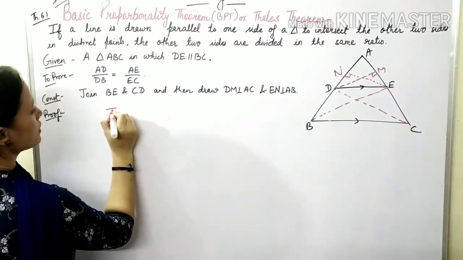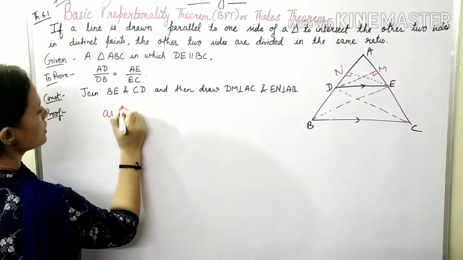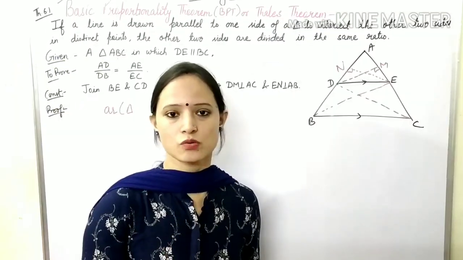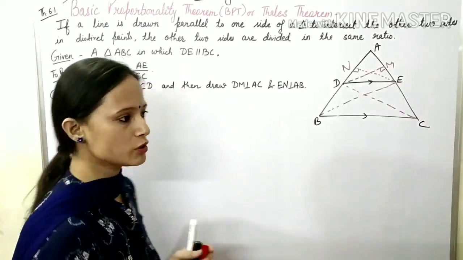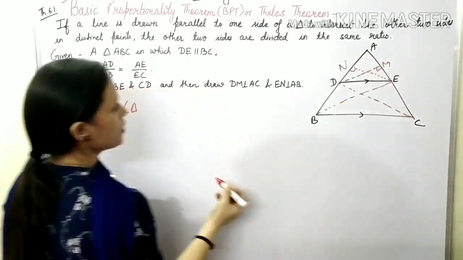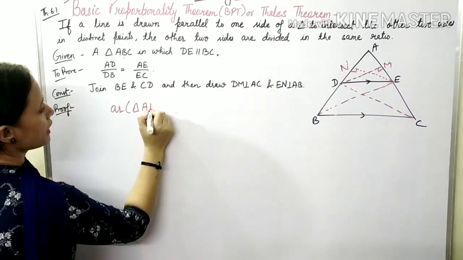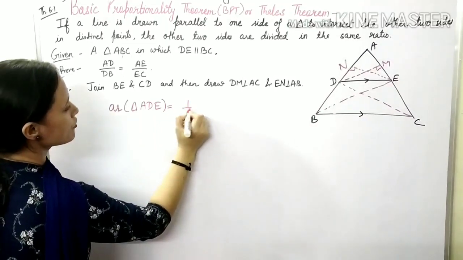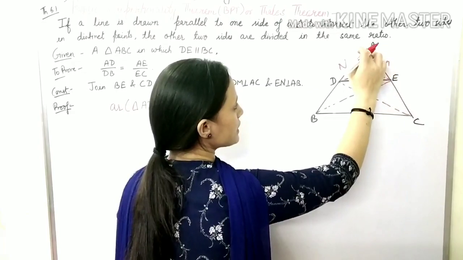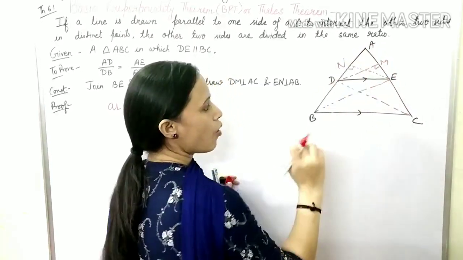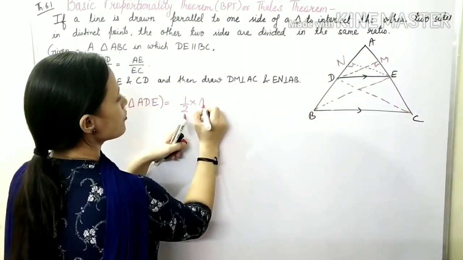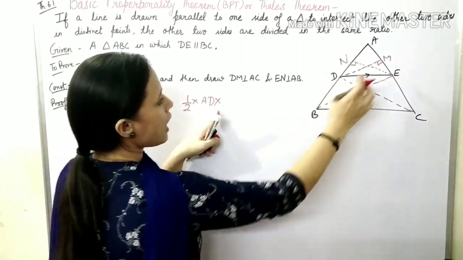Here we know that the area of any triangle having an altitude is equal to half base into height. That we are going to use here. So if I am taking the area of triangle ADE, what will that be? Area of ADE is equal to half base. The base of triangle ADE is AD, on which this altitude is lying. So we'll take AD as the base: half base into height, and the height is EN.